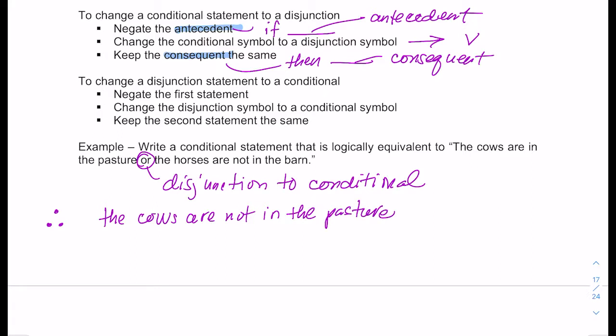Then it says change the disjunction symbol to a conditional symbol. So a conditional means if, then. So I left some space after therefore because you need an if, then. And now it says keep the second statement the same. So the second statement is the horses are not in the barn.